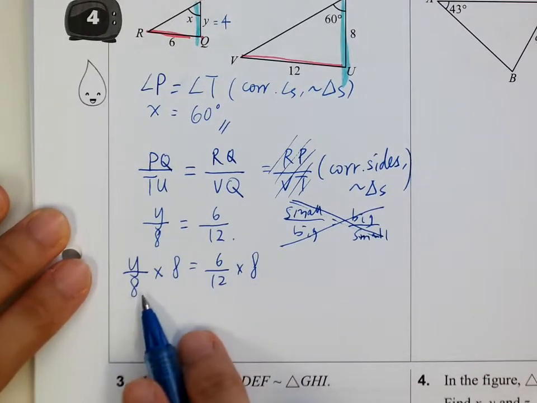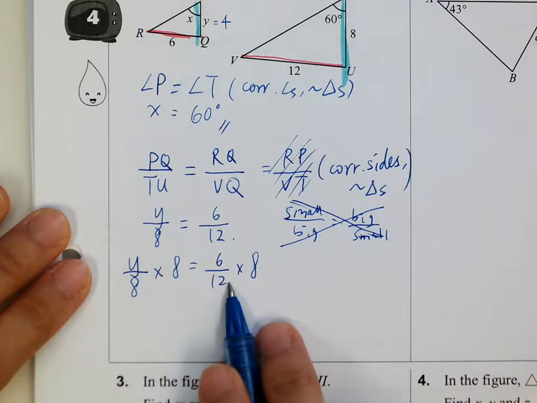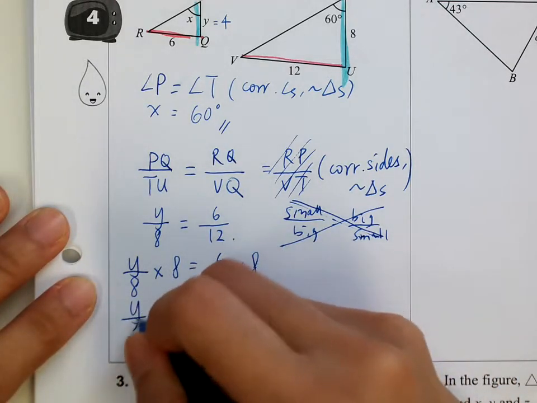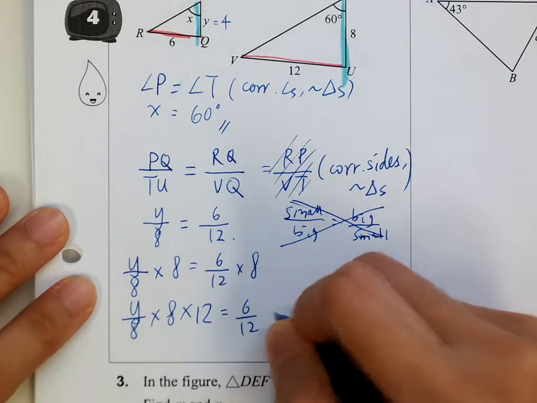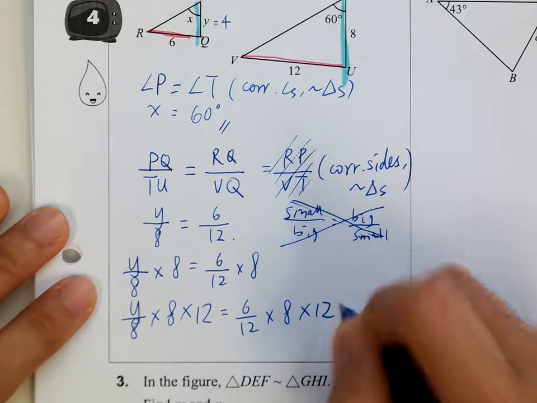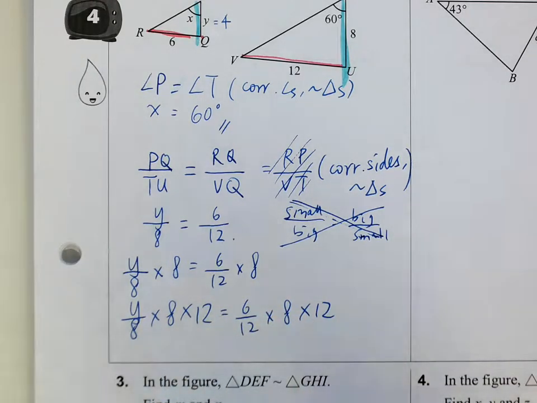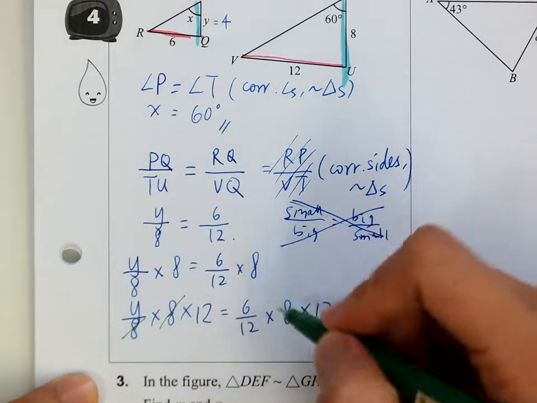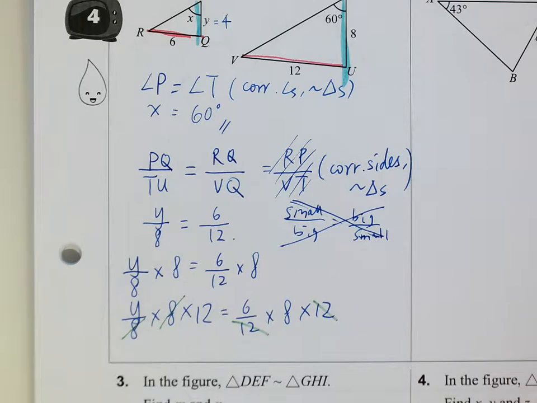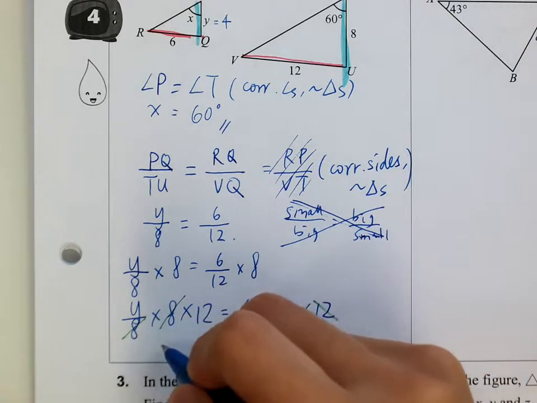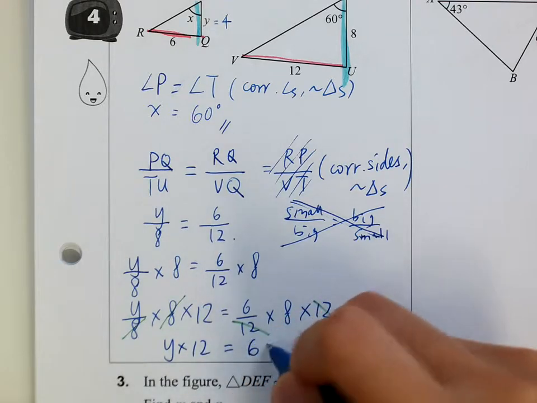However, we can only cancel out the 8. We cannot cancel out the 12. So we better multiply both sides by 12 as well in order to cancel out the 12 here. Okay, that's good. Now the 8 is cancelled out, the 12 is also cancelled out. So what's remaining is y times 12 equals 6 times 8.